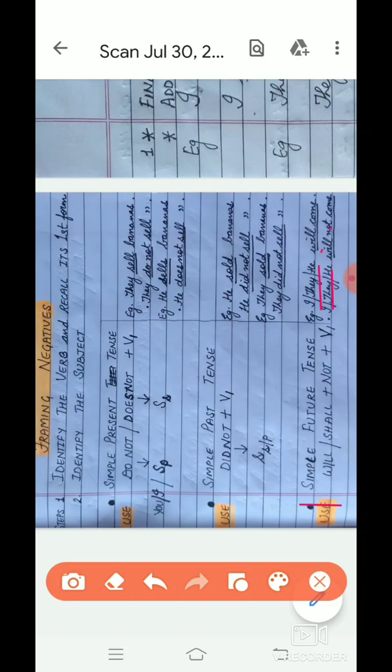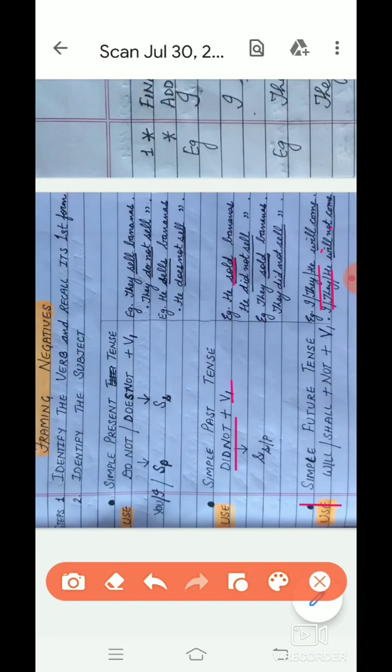Let's come to simple past tense. Again, this is easy as compared to simple present tense. Check the verb first. He sold bananas. Verb is sold, and from here you can make out it is in simple past tense. And what is the structure of making a negative in simple past? Use did not plus V1. So the answer will be he did not sell bananas.